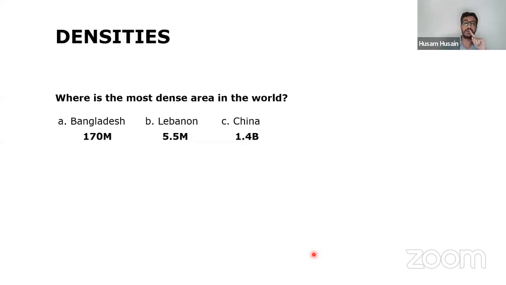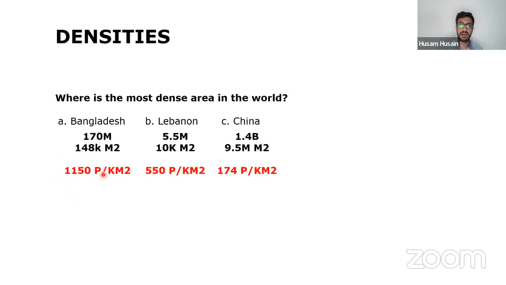In Bangladesh, there are 170 million people. In Lebanon, there are only 5.5 million people. In China, there are 1.4 billion people. But the areas of these three countries reflect different realities. Bangladesh is a very small country, Lebanon is even smaller, and China is very, very big. So doing the calculations, we find that in Bangladesh, 1,150 persons per square kilometer. In Lebanon, 550 persons per square kilometer. In China, 174 people per square kilometer.